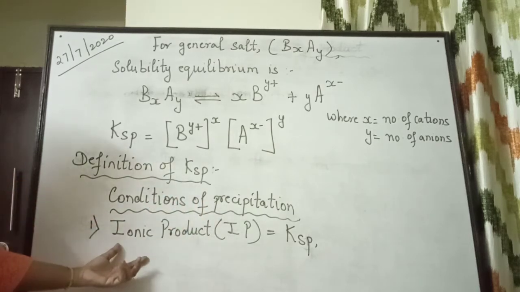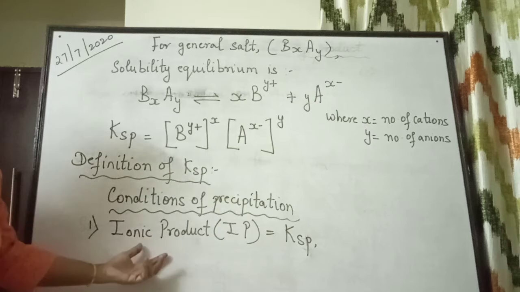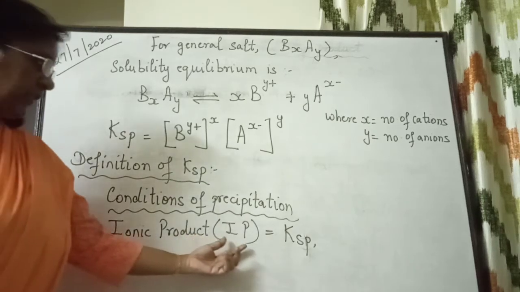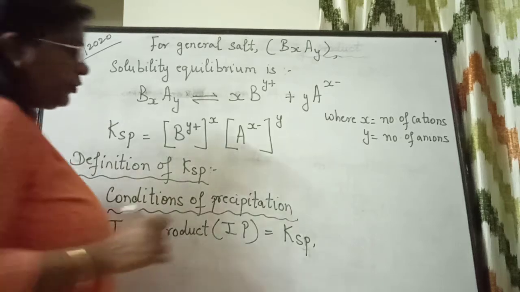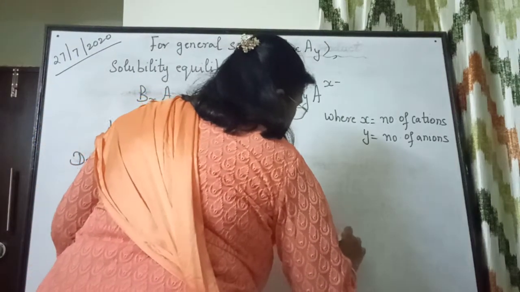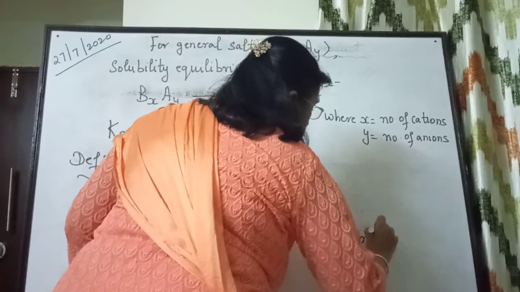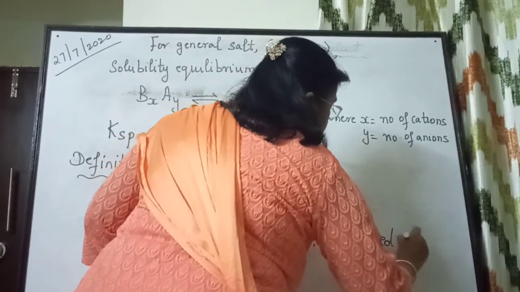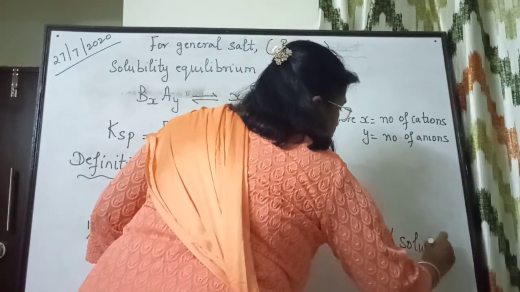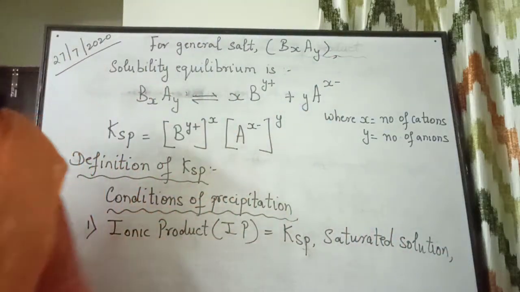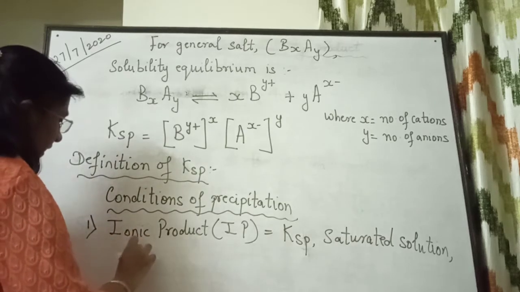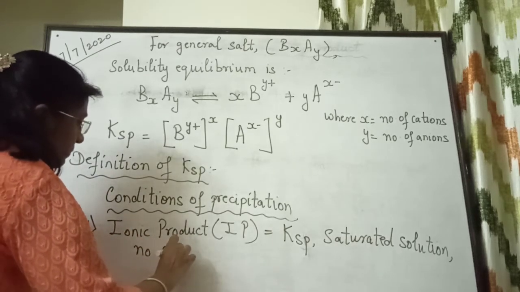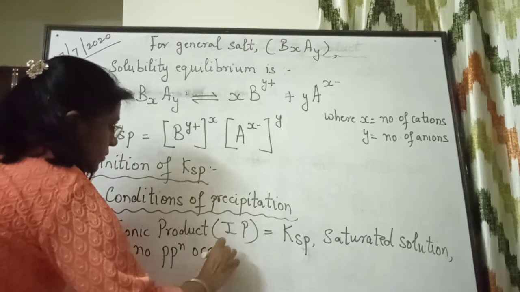Under conditions for precipitation, we have taken the first point, that is, if ionic product, IP, is equal to solubility product, that solution is considered to be a saturated solution. As the solution is already saturated, the equilibrium exists, so no precipitation will take place. No precipitation occurs.